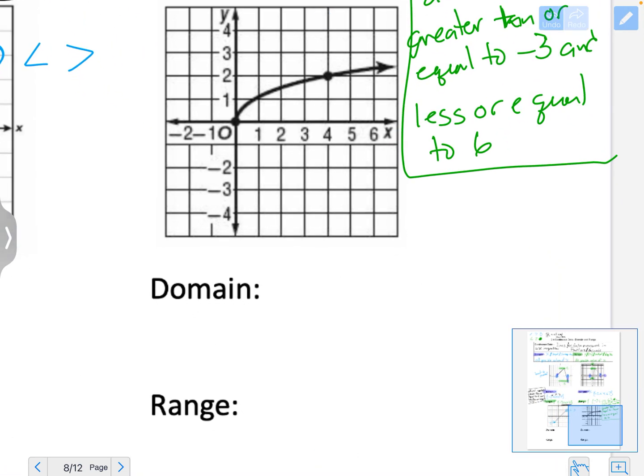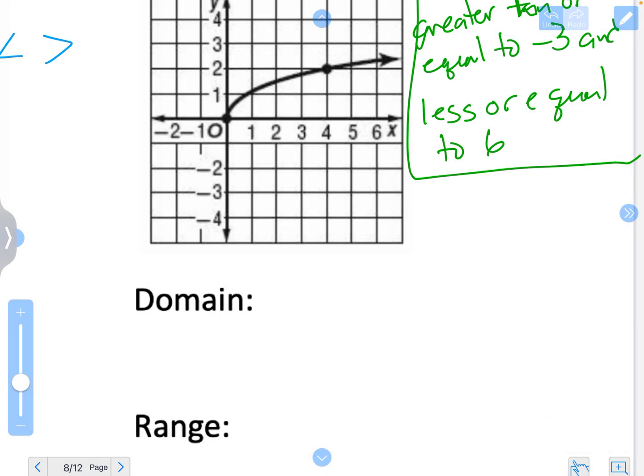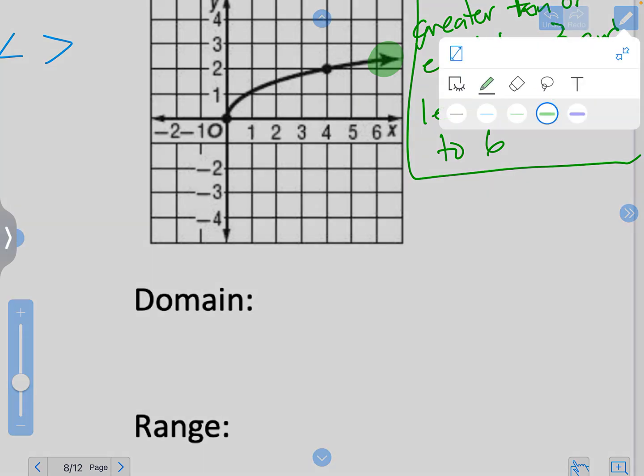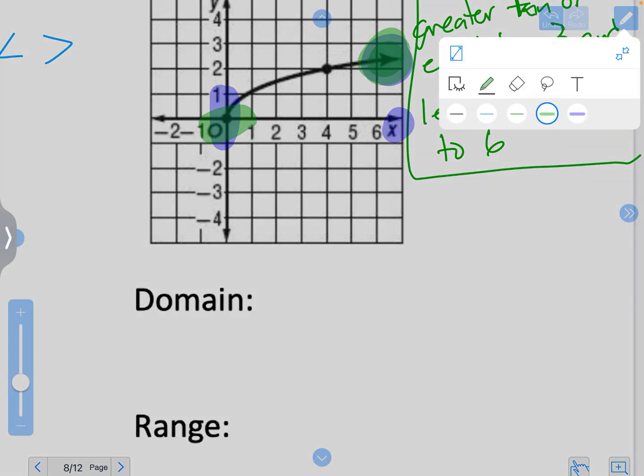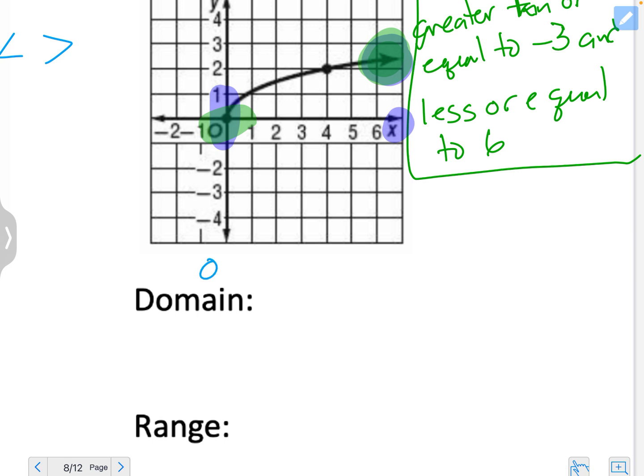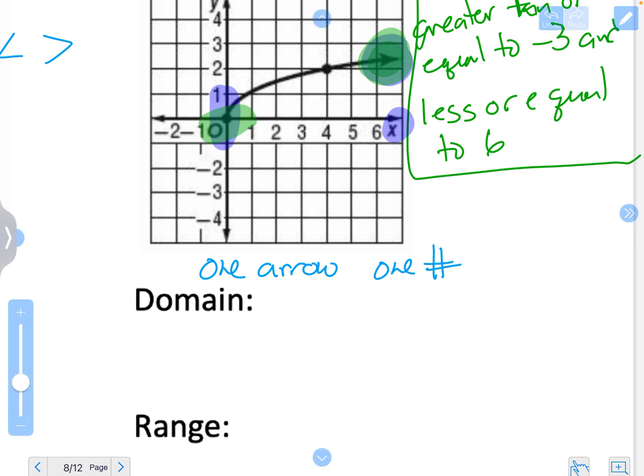All right, so this one is a little bit different because of this arrow right here. So I'm still going to look at my x-axis and what's the furthest it goes to the left, and that's going to be that point there. And the furthest that it goes to the right is going to be that arrow there. For range, what's the furthest it comes down, which is 0, and then the furthest that it goes up is that arrow there. So if we have one arrow on our line, we're only going to have one number in our inequality.